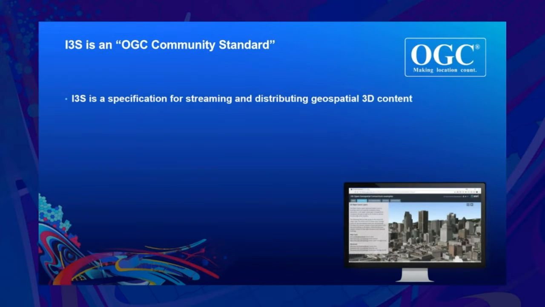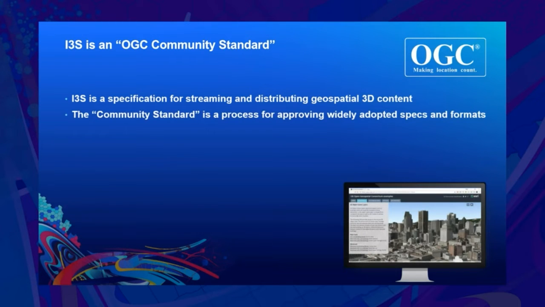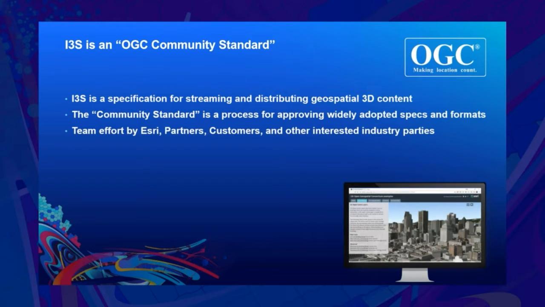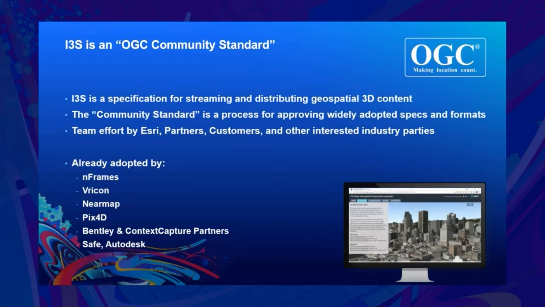i3s is a specification for streaming and distributing geospatial 3D content. i3s is also a community standard, meaning it is a widely adopted format. This is not only an effort by Esri, but partners, customers, and others in the industry. A few adopters, such as Inframes, Vricon, Nearmap, Pix4D, Bentley and Context Capture Partners, and Safe's Autodesk currently use i3s.